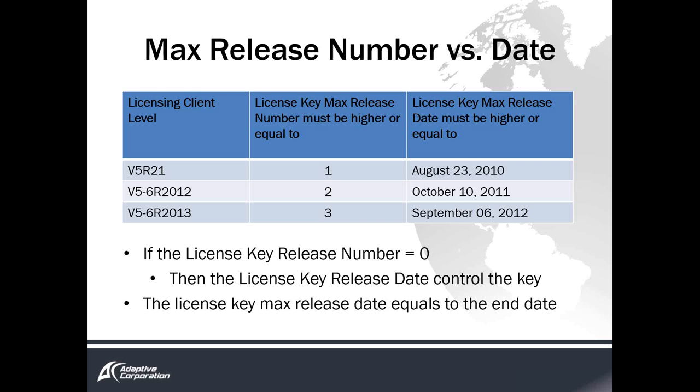We will also see licenses where the max release number is 0. You'll see that real common on the Enovia V6 side, and when it is a 0, it's purely working off the date.